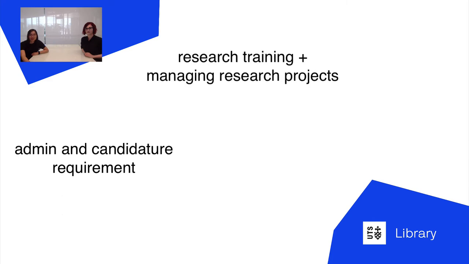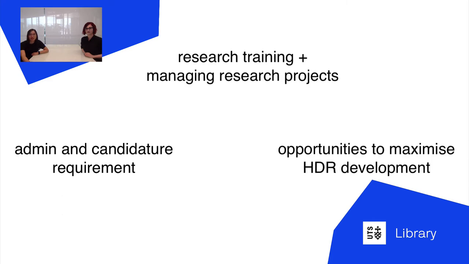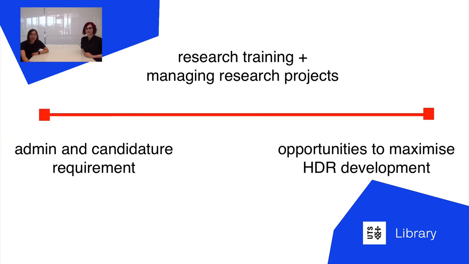So, for example, students can start with administration and candidature requirements to find out about all the systems, forms, and policies they need to be aware of before they start, followed by research training and managing research projects, and then they can jump on over to opportunities to maximise HDR development. Progression is linear, however, navigation does allow for students to jump between sections if they need to, or to come back and identify with ease the section that they need.